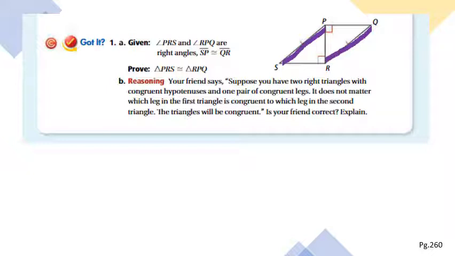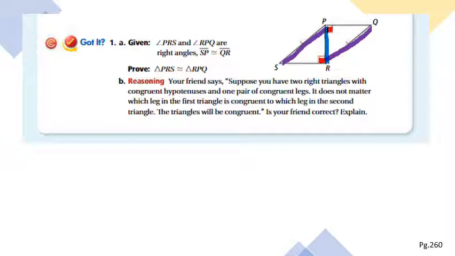Okay, so here, this is the first pair with the red and the second with the purple. So what is the third condition? We can say that PR is congruent to itself by the reflexive property of congruence. Is it right? So this is the third condition. So we can say that the two triangles are congruent by HL theorem.